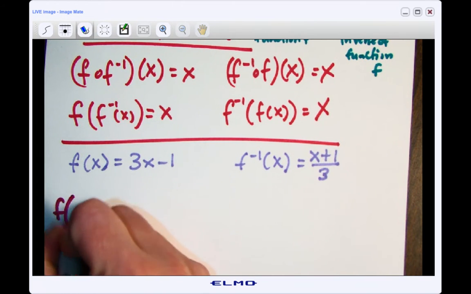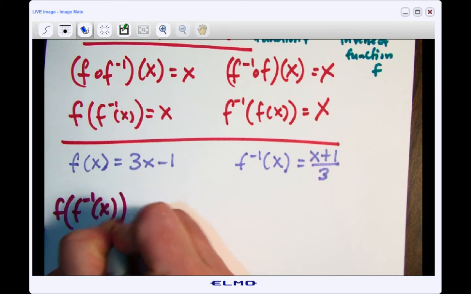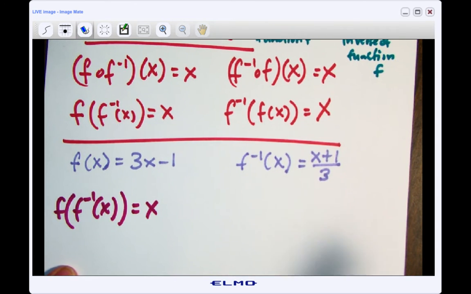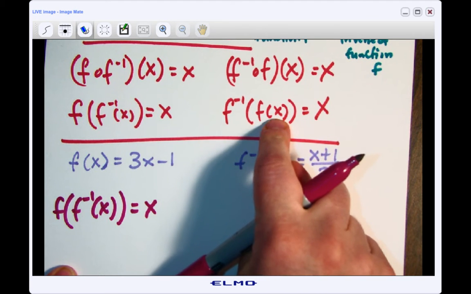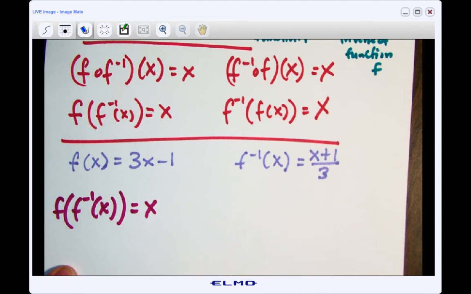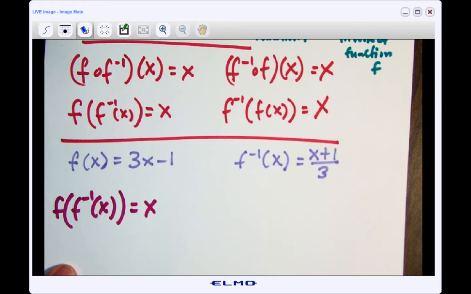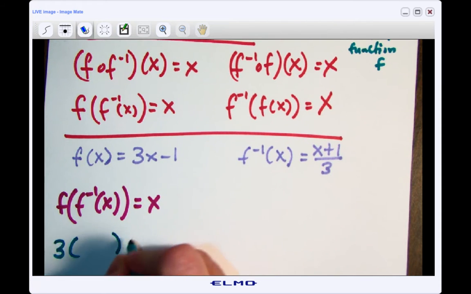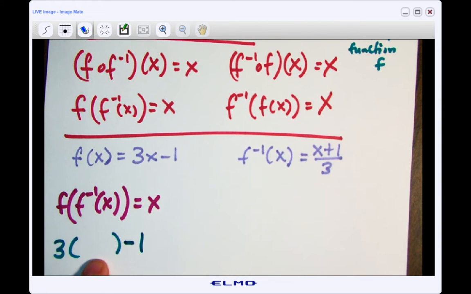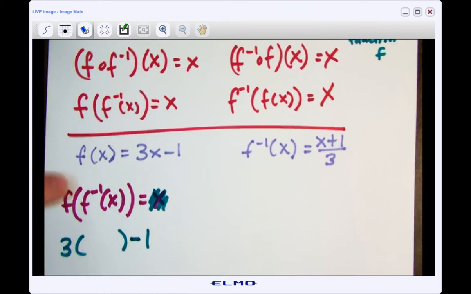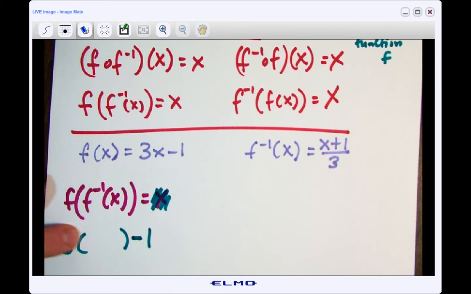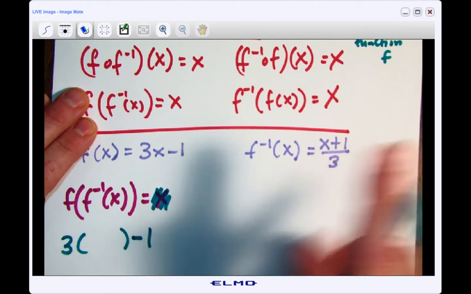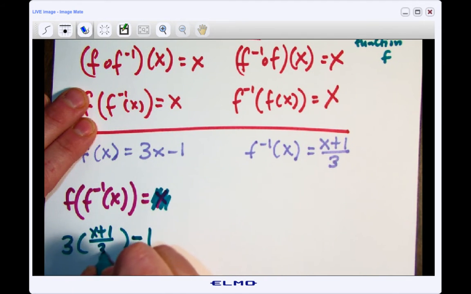If f of f inverse of x comes out to be x, and the other one, when I do them the other way, when I put the function inside the inverse, also comes out to be x, then we know that we have inverse functions. So you ready? How are we going to do that? Well, I'm going to take my function f, and everywhere I see x, I'm going to put parentheses. Because this tells me to put in whatever the inverse function is. And what's the value of the inverse function? This little expression right here. So that's what I'm going to put inside.